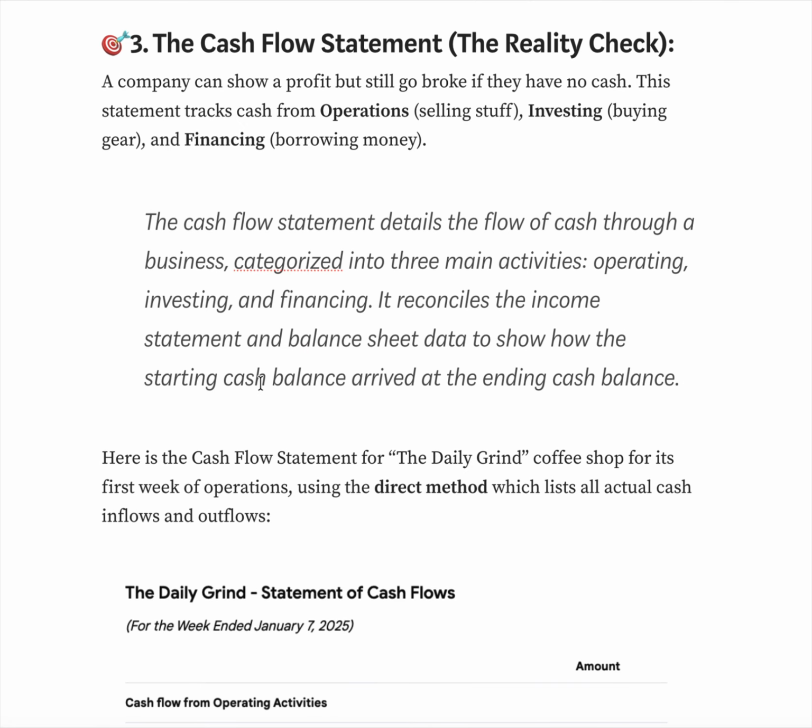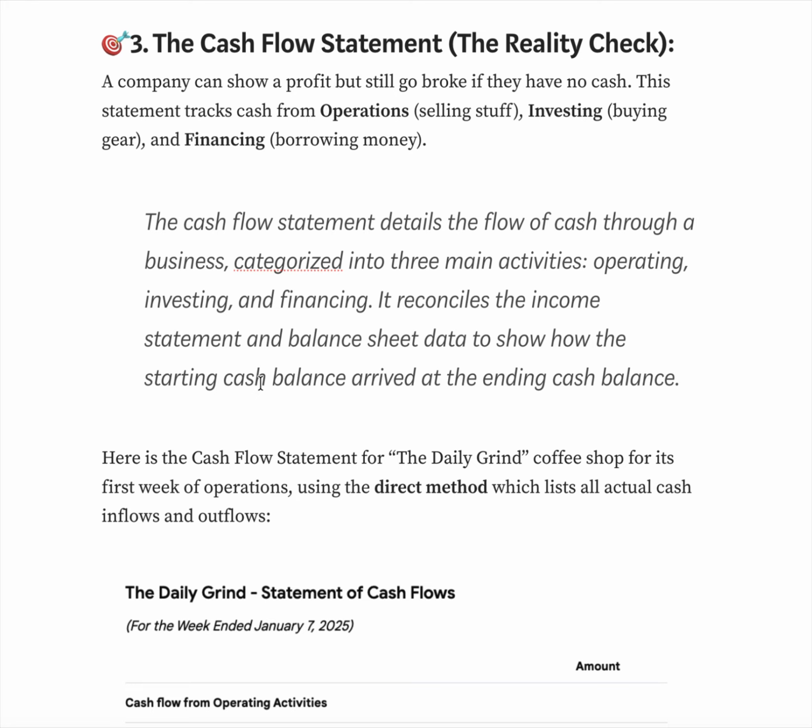And finally, the cash flow statement is the reality check. A company can show a profit but still go broke if they have no cash. This statement tracks cash from operations, selling stocks, investing, buying gear, and financing, borrowing money. A cash flow statement shows the flow of cash through a business, categorized into three main activities: operating cash, investing cash, and financing cash.